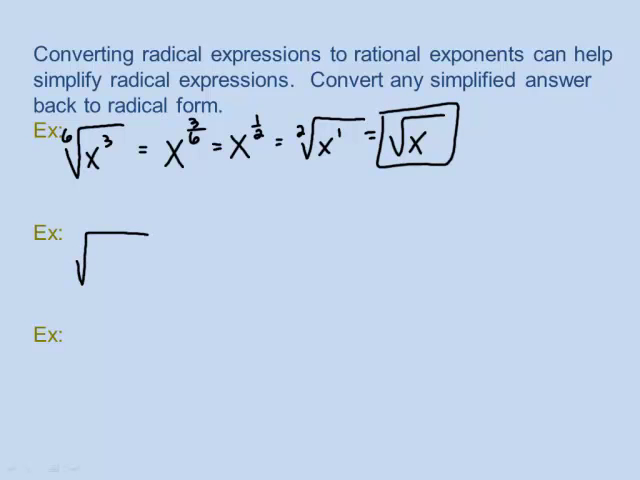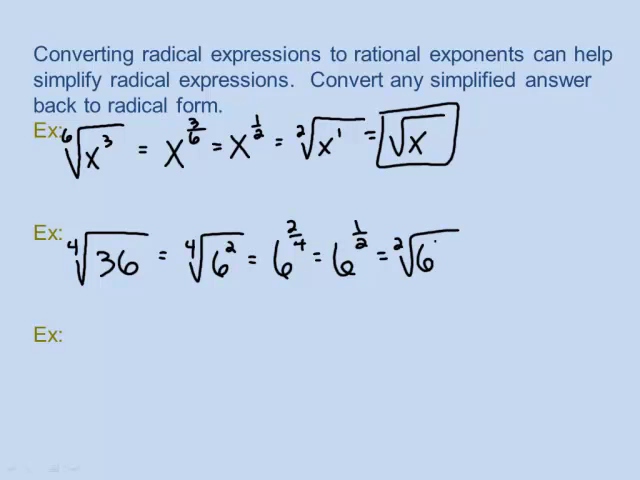Let's look at the 4th root of 36. 4th root of 36 is the same as the 4th root of 6 squared. And that is the same as 6 raised to the 2/4 power, written in rational exponent form. That's a fraction that we can reduce. 2/4 is the same as 1/2, and that is the same as the square root of 6 to the 1st, or in simplified form, the square root of 6.